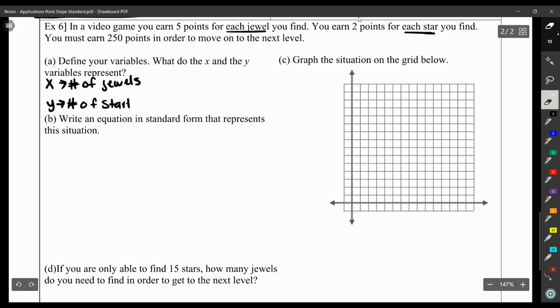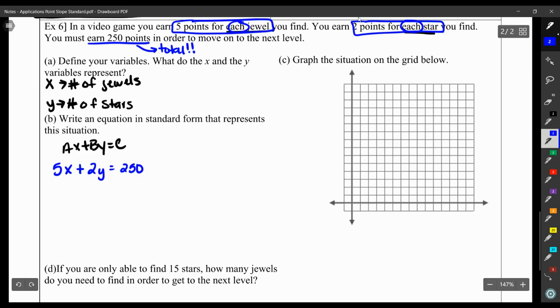So pause the video and try to write the equation in standard form and then check and see if you got it right. Here's the standard form of your equation: 5x plus 2y equals 250. So 250 is the total amount of points you need to move on. And so the rate for my x, the rate for the jewels, is 5 points each. The rate for the y is 2, the 2 points for each star. Now try letter C. Find your intercepts and graph on the grid. Make sure you choose a good scale, pause the video, and then unpause when you finish letter C.